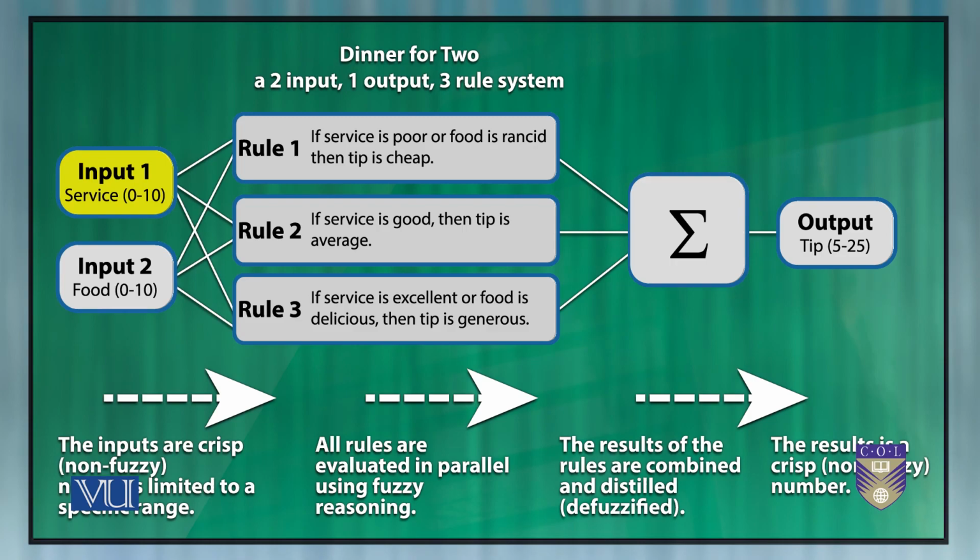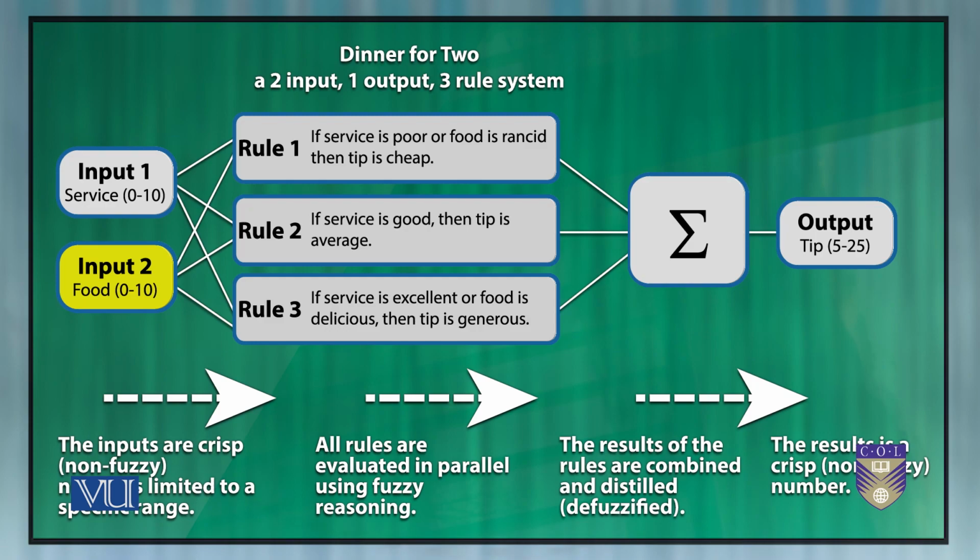0 would mean poor quality of service. 10 would mean excellent quality of service. Any number between them. Likewise, input 2 is food quality. 0 is poor, you don't want to eat it. And 10 is excellent, you want to maybe come back again.